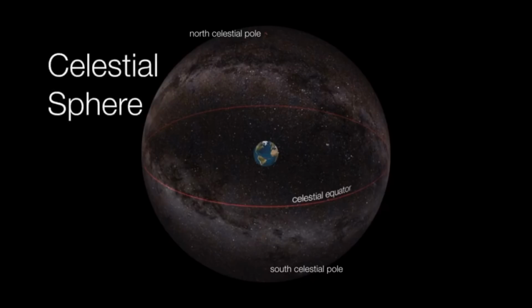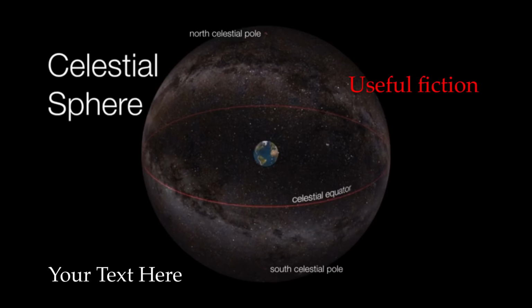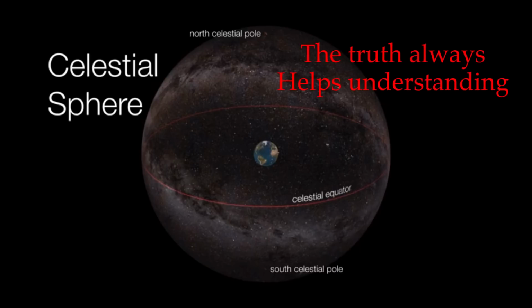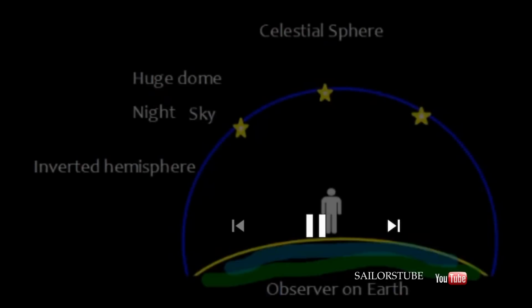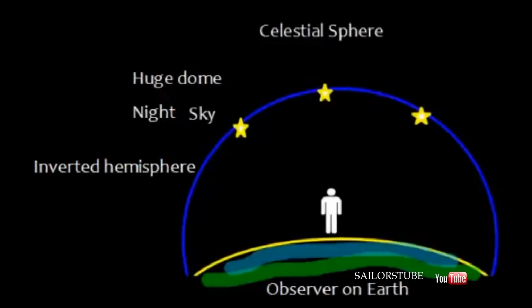Now, we know today that the stars are not really imprinted on an actual sphere, but it's a useful fiction. It allows us to identify not only the positions of stars in the sky, but also to help us understand their apparent motion around us. As an observer on Earth, if you look at the night sky, you will see that it appears as a huge dome, or sort of inverted hemisphere.